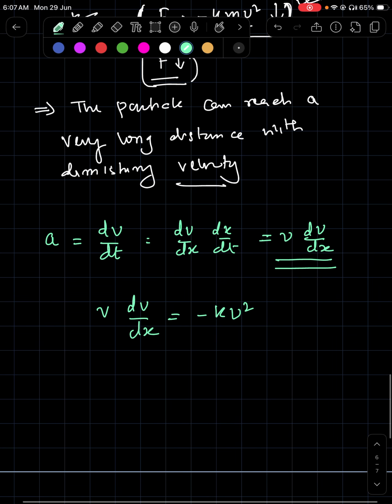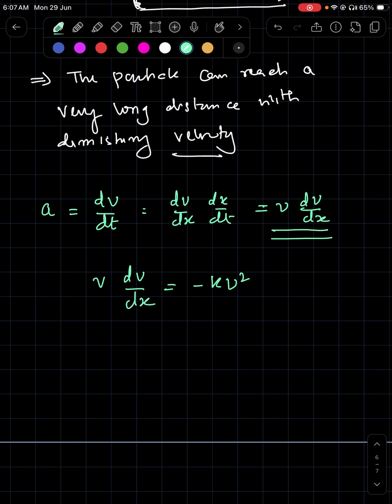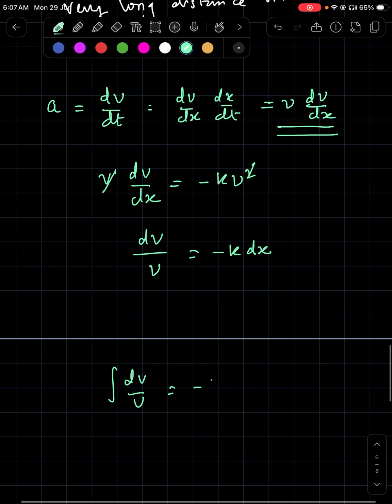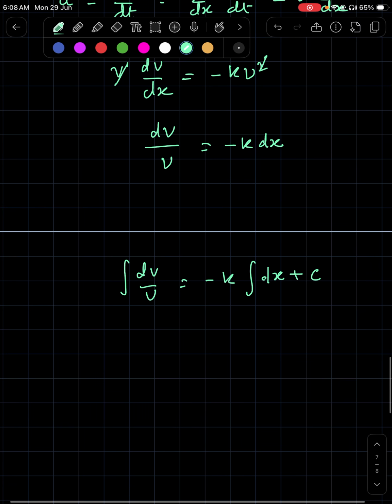So we can escape the substitution of variable method. It is very easy. So that is dv by v equal to minus k dx. If I integrate that, dv by v is minus k dx plus c. So ln v equals minus kx plus c.